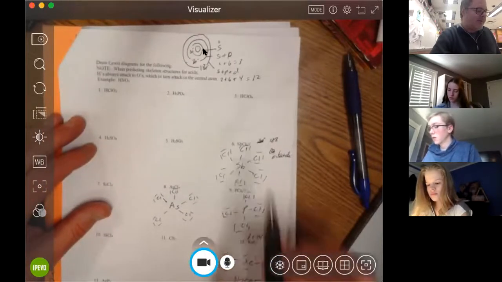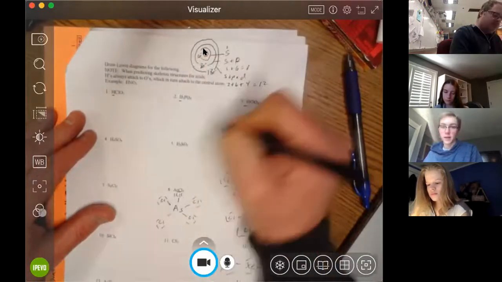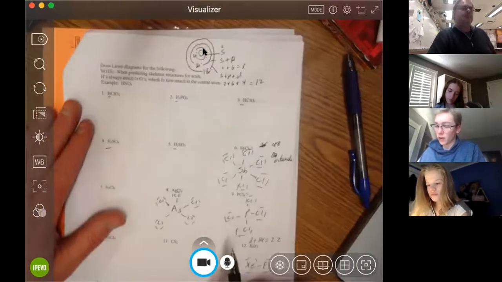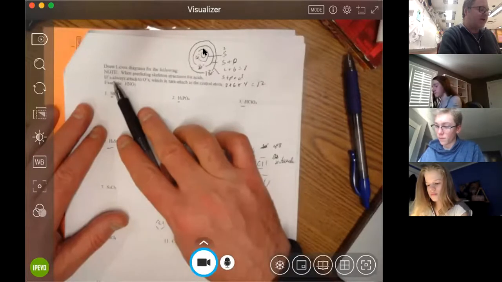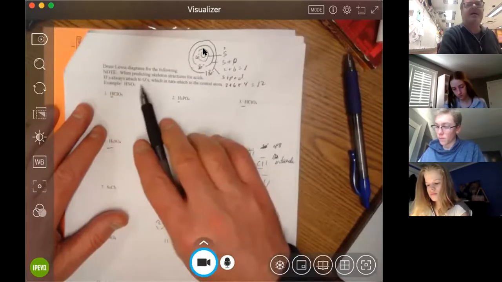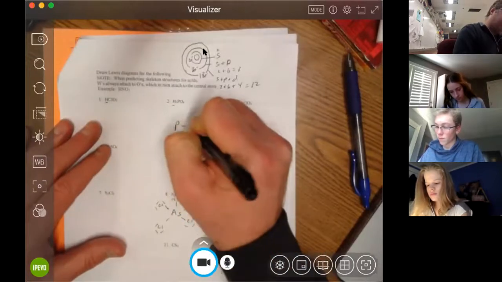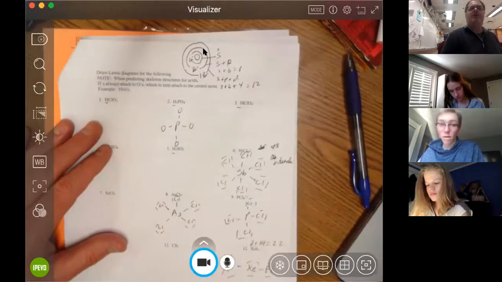The only other big thing is if it's an acid, you know it's an acid because hydrogen is the first element. And when you draw the skeletal structures for acids, H's are always attached to the O's. So if we take a look here, the P is going to be in the center, and then we will attach H's.